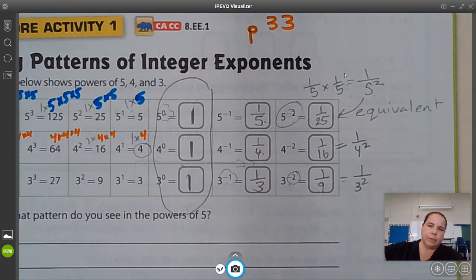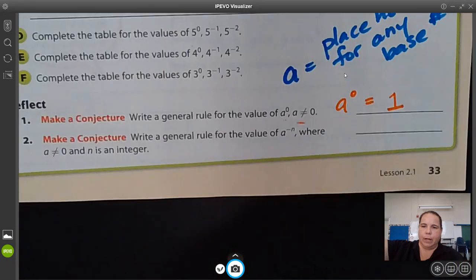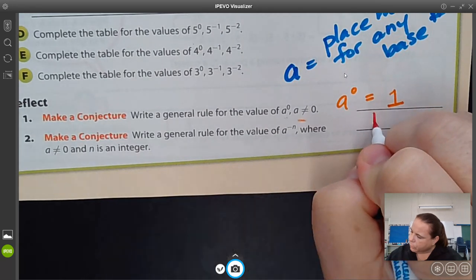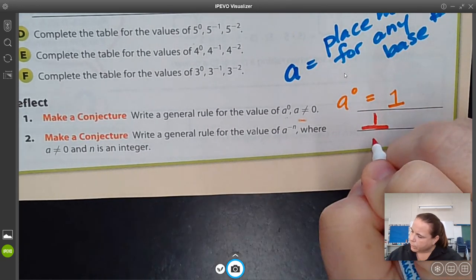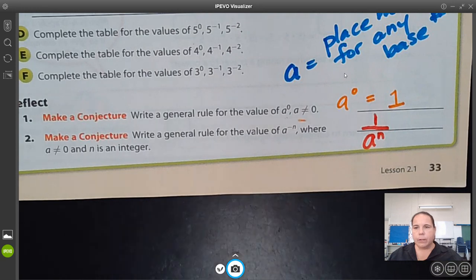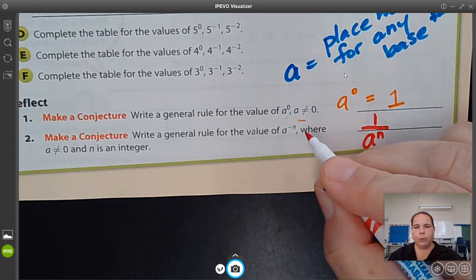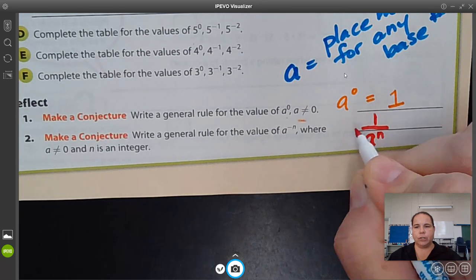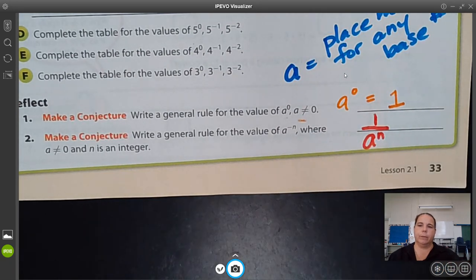So remember, whenever it's set up as division, that's what that was indicating. So you would just put 1 over A to the n. Okay, so if you have A to the negative n, that's the same as putting it in a fraction, but in the denominator, because a fraction means division.